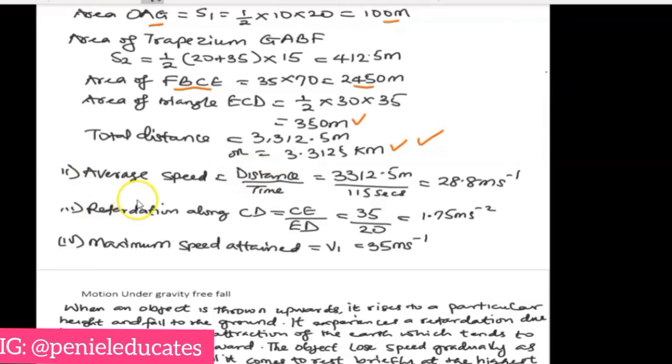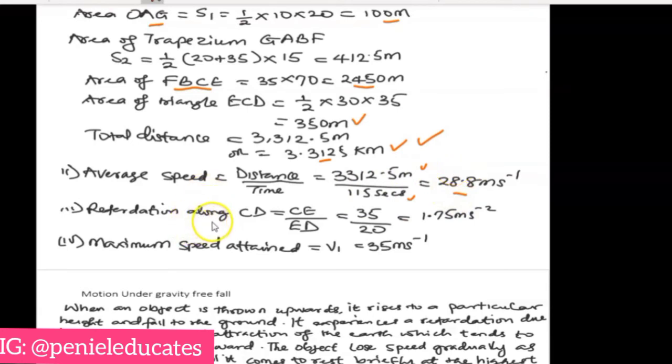Now, the average speed, as we're told to calculate in the question, is the distance over time. Average speed is distance over time, and this is your speed that you find out, which is the total distance over time. Then this distance over time gives you 28.8 meters per second.